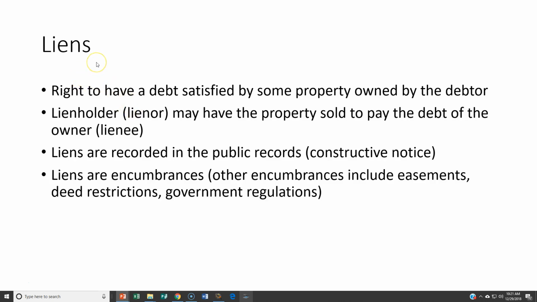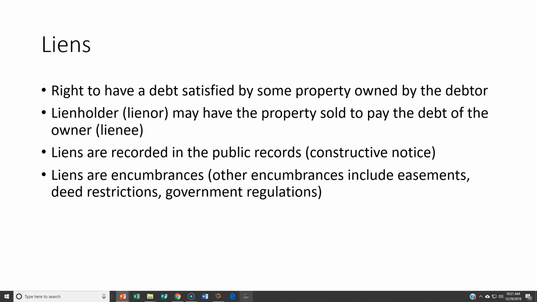Liens. When somebody owes us some money associated with a property, I can have a lien put against that property, and eventually I can force the owner to sell the property to pay off the money he owes me. We have the right to have a debt satisfied by some property owned by the debtor. The lien holder, the lienor, may have the property sold to pay off the debt. Liens are recorded in the public records through constructive notice.